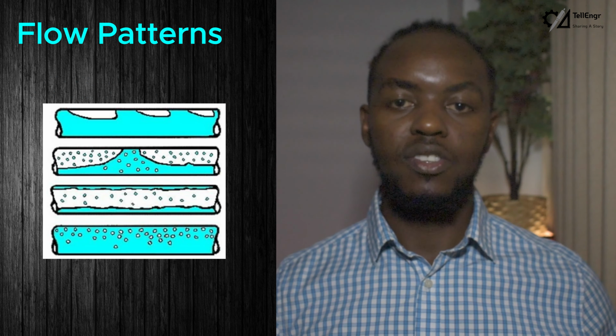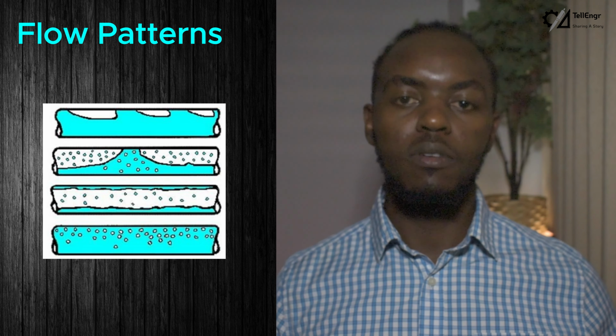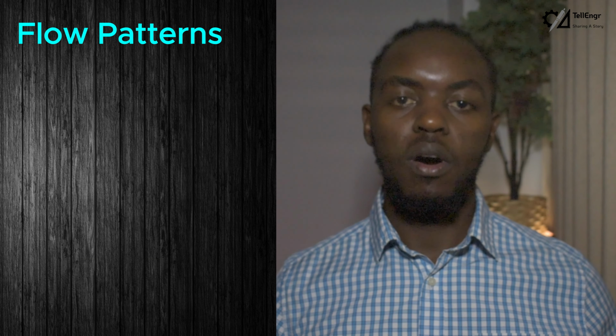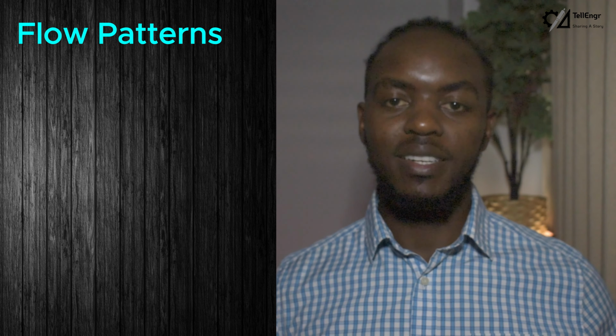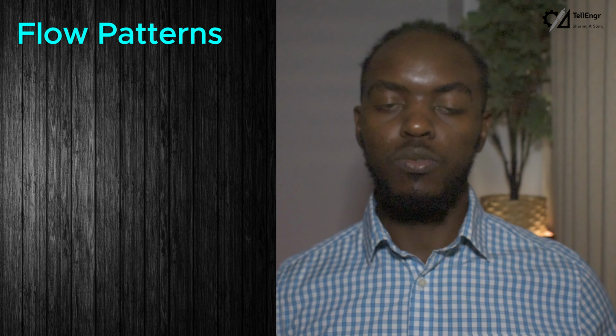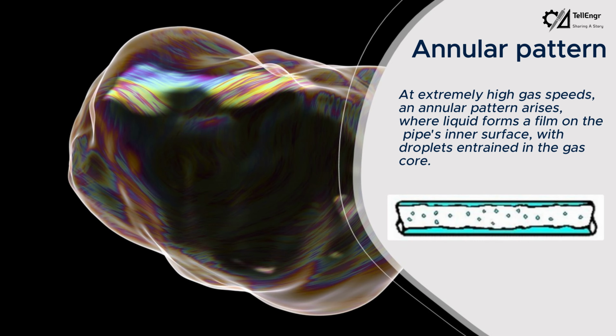Other patterns emerge, such as the appearance of long bubbles at low gas rates or the development of highly aerated liquid slugs at high rates of both gas and liquid. In practice, avoiding such slug flow patterns is crucial due to the potential for damaging vibrations. At extremely high gas speeds, an annular pattern arises where liquid forms a film on the pipe's inner surface with droplets entrained in the gas core.